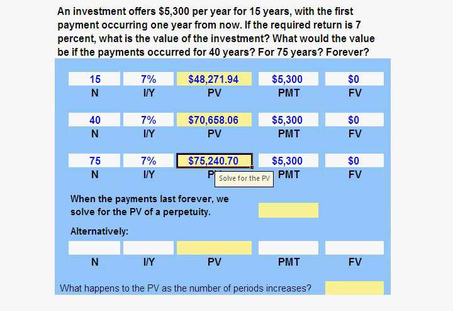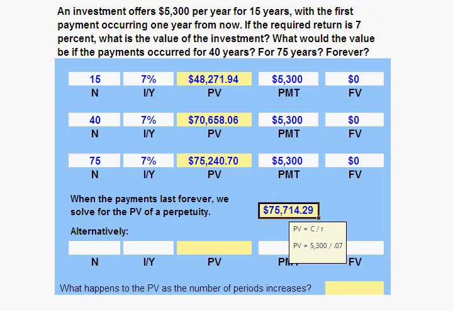What if we were to receive $5,300 a year forever? When the payment lasts forever, we solve for the present value of a perpetuity. We do this by taking the cash flow, in this case the $5,300, and dividing it by the 7% required rate of return, or interest rate, and we find a present value of $75,714.29.